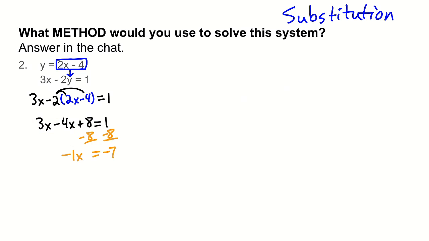Any questions on that 2-in-1 step? If you don't like doing that, don't do it. Just do 2 steps. All right, now because we're multiplying negative 1 times x, we need to divide by negative 1, and we get x is equal to 7.